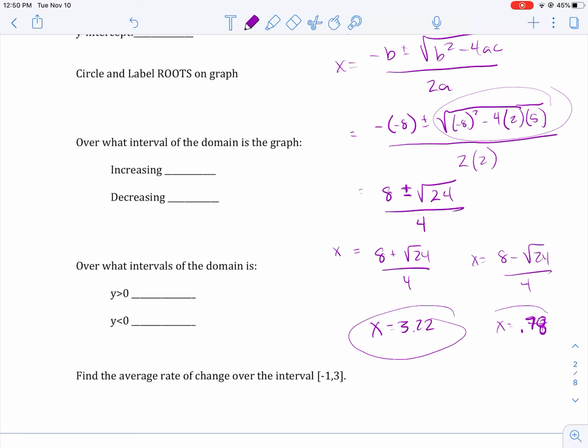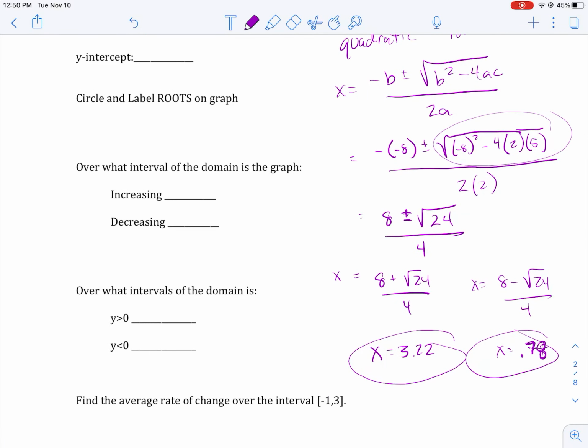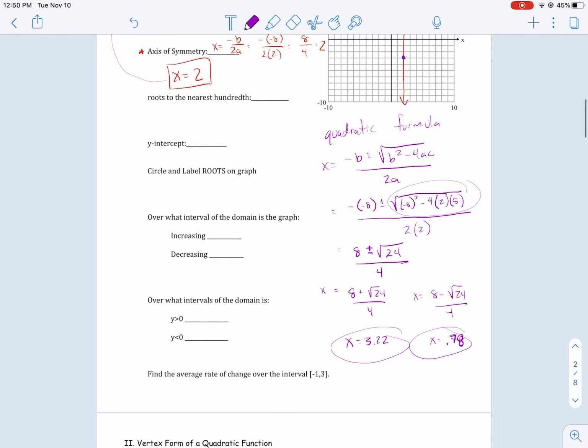Okay, so what did we just find? Well, these are our roots, right? Again, we used the quadratic formula, so this is where our graph crosses the x-axis. So x is equal to 3.22, and x is equal to 0.78.